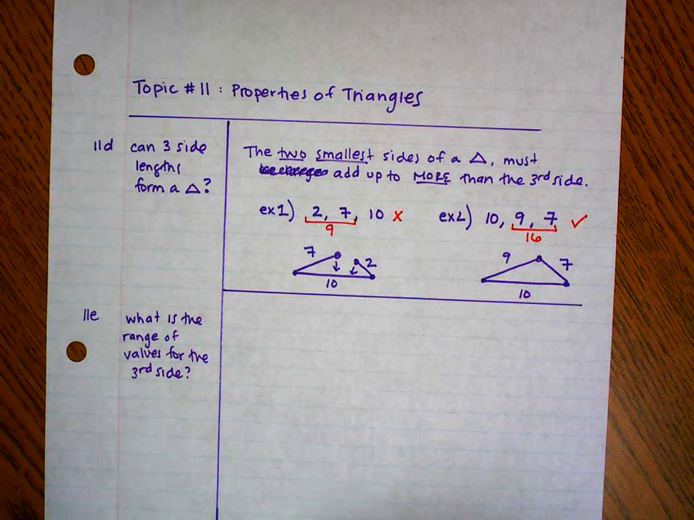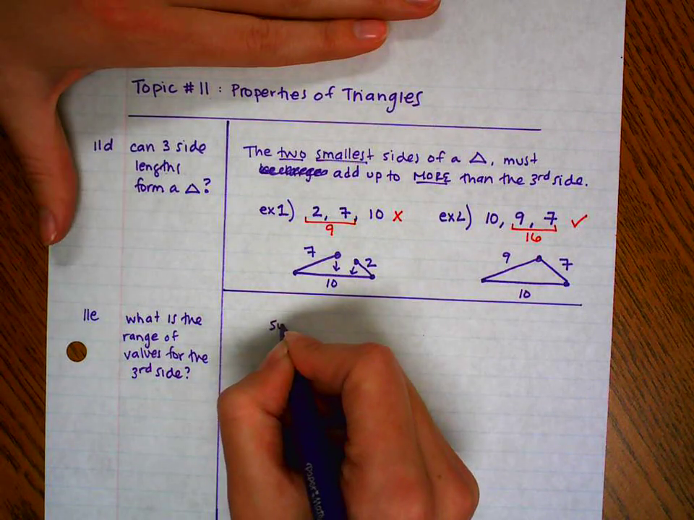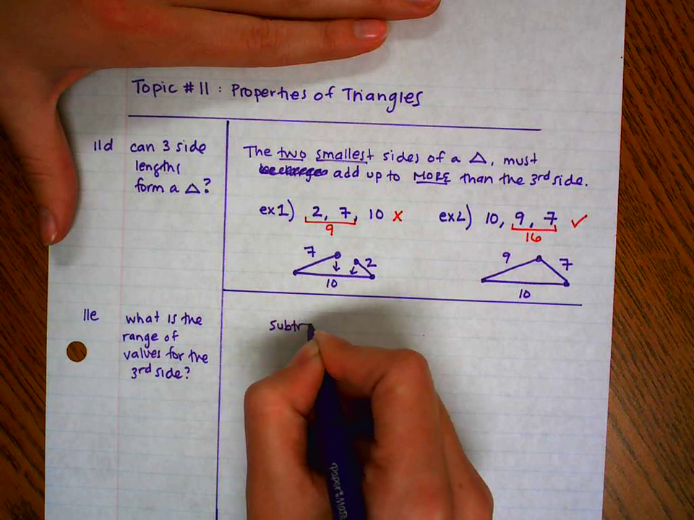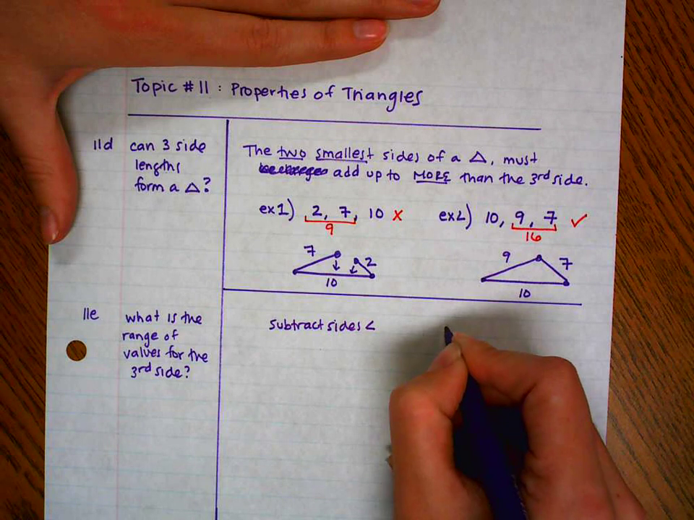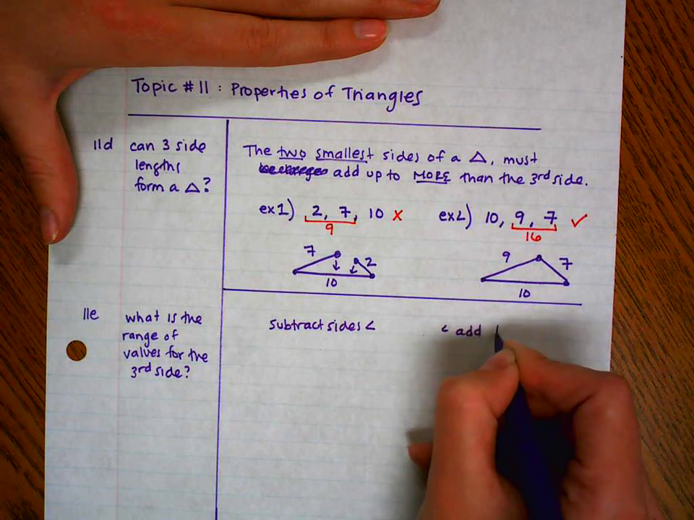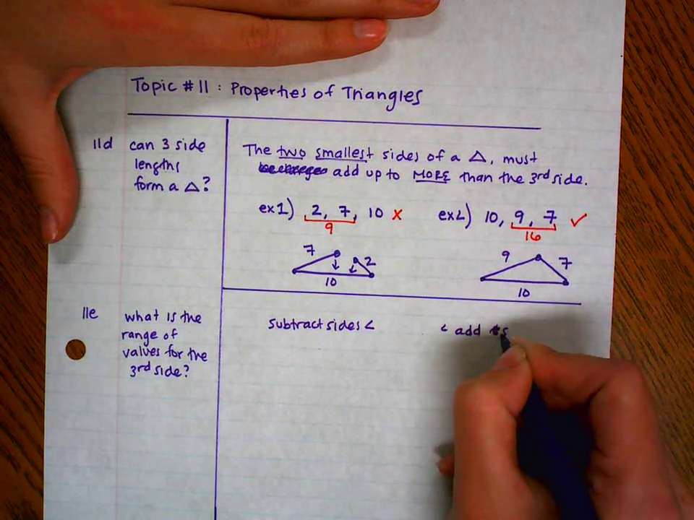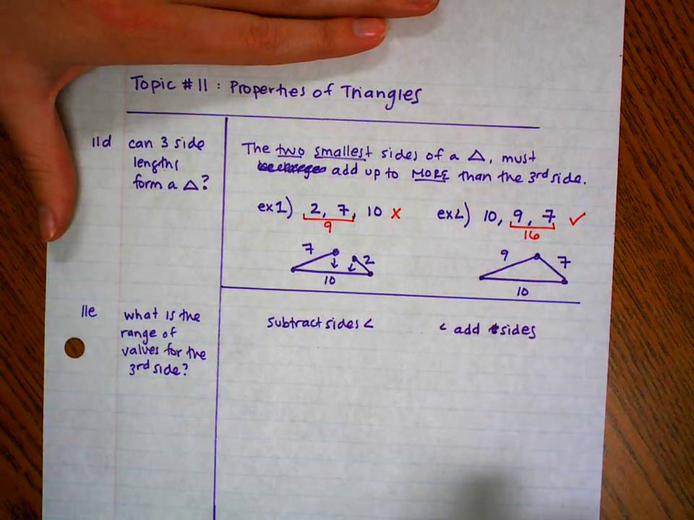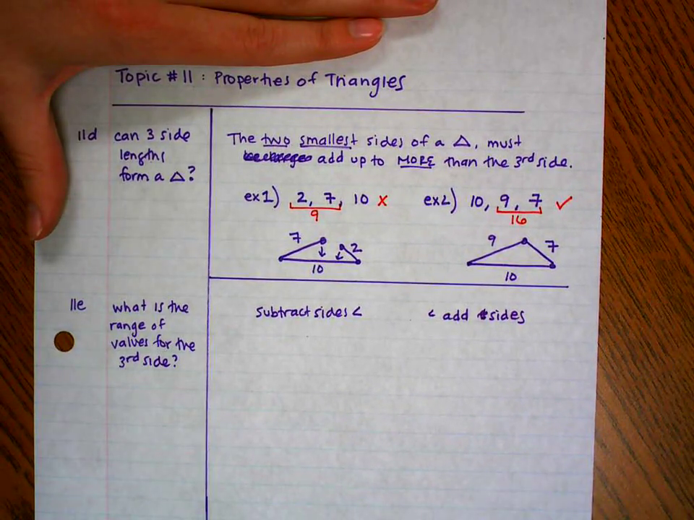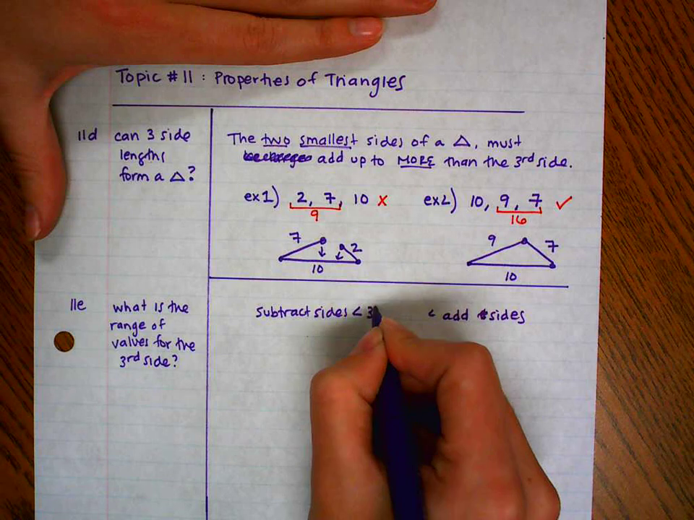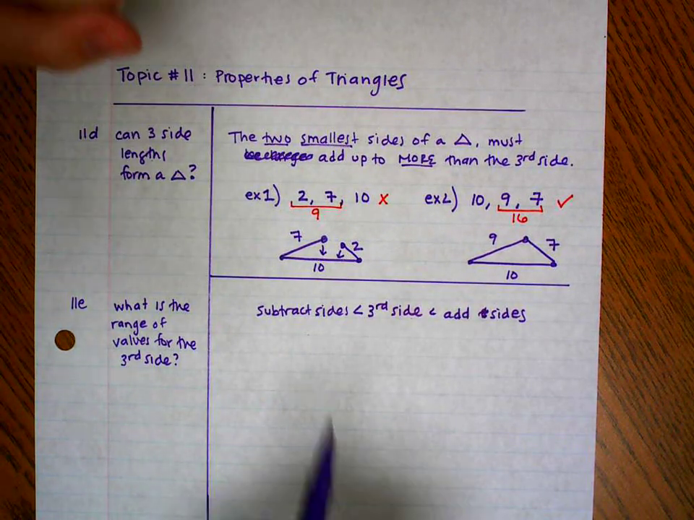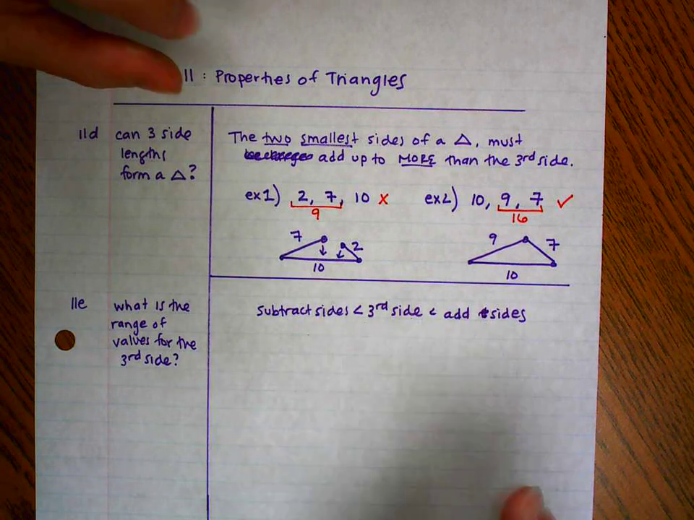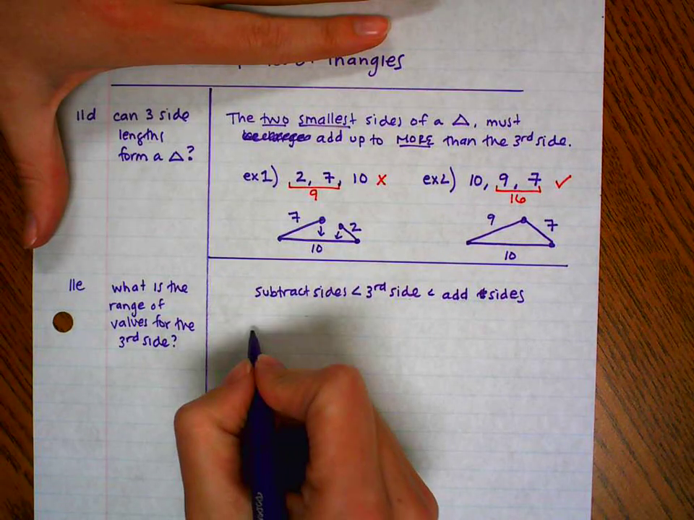So how can we figure out what the possible values are for the third side of a triangle? So let me start with the rule, just like I did last time. Our rule is you're going to subtract the sides, you're going to add the sides, okay? So you're going to subtract the sides, you're going to add the sides, and the value of the third side will be something in between those two. So if we subtract the sides and add the sides, the value of the third side will be somewhere in between. So let's do an example.